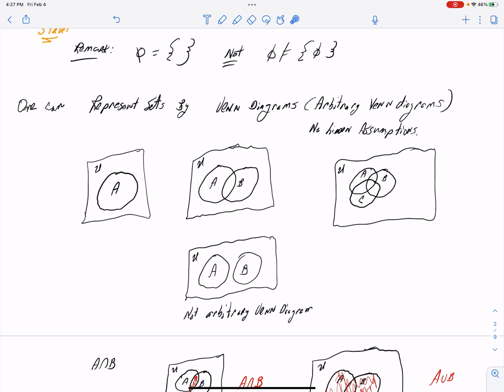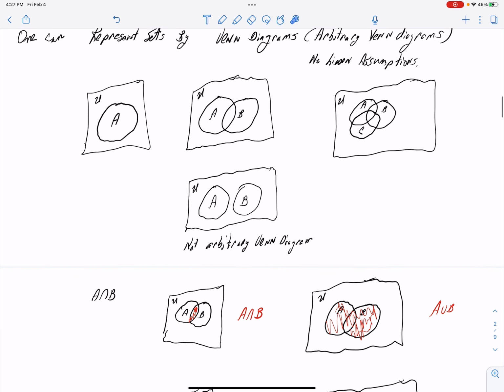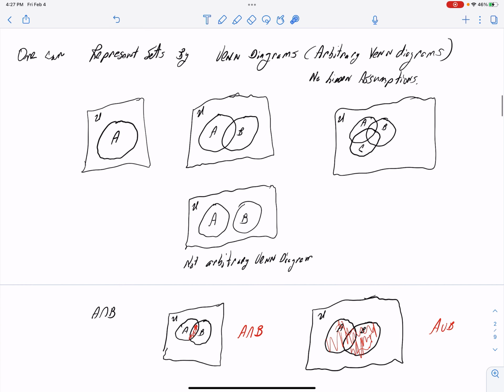Now, when we draw pictures for Venn diagrams, we want arbitrary Venn diagrams, and what that means is there's no hidden assumption. So you should not draw a picture where there are assumptions that maybe your problem doesn't have. The way that you can draw an arbitrary Venn diagram of one set is, there's the universal set, and inside here is the set A.